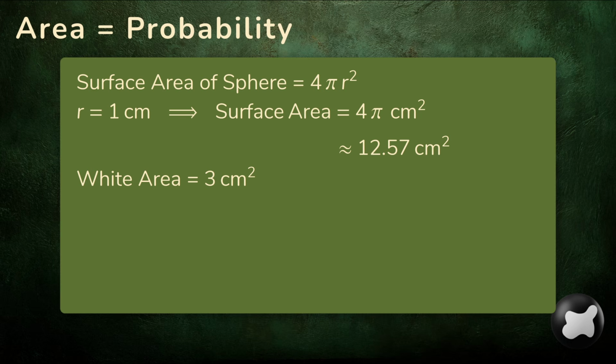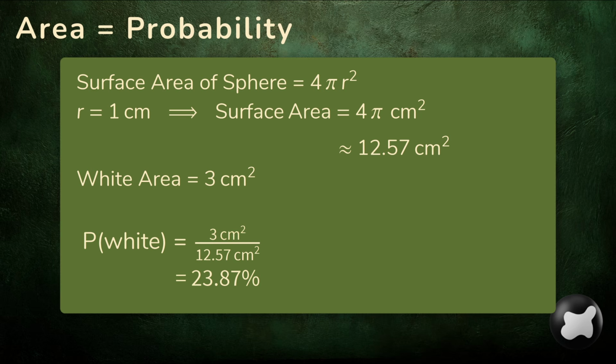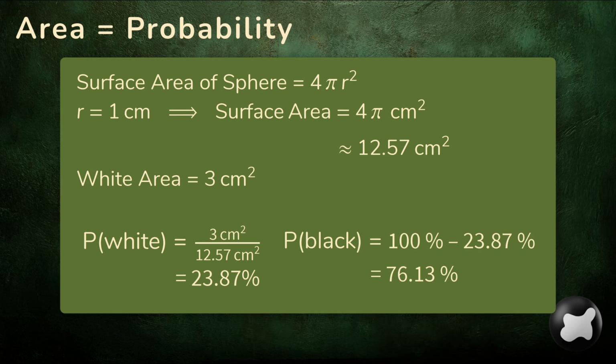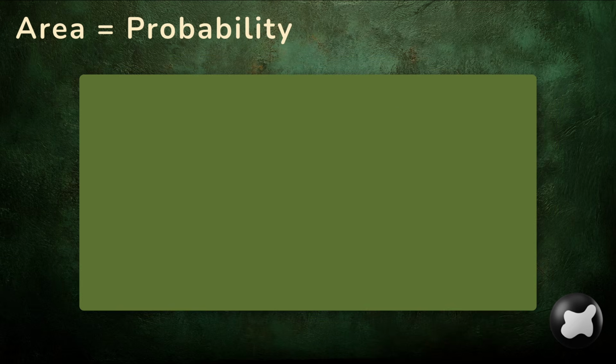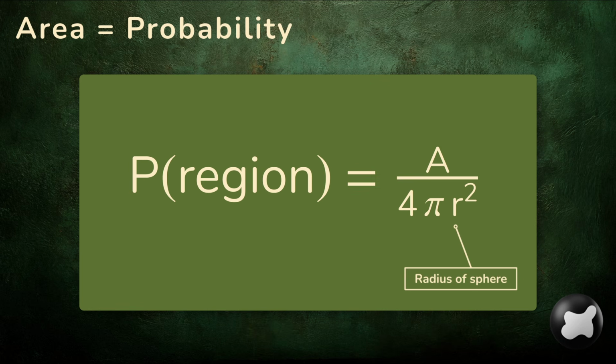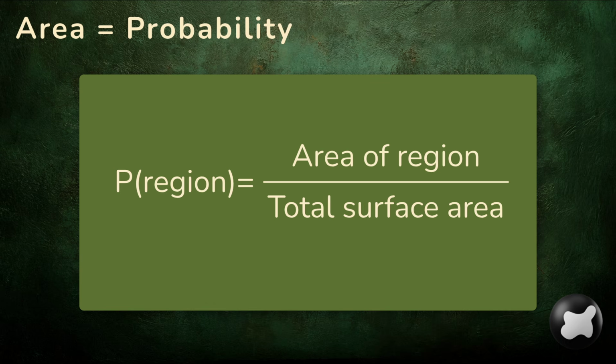Then the probability of rolling white is the fraction of the sphere that's white, which is 23.87%. The fraction of the sphere that's black is 76.13%. We could write the general formula like this. For a marble of radius r and a region of area A, the probability of a point inside the region being on top is this: the fraction of the surface area that's white. Another way you can say this is the probability is the area of the region divided by total surface area.